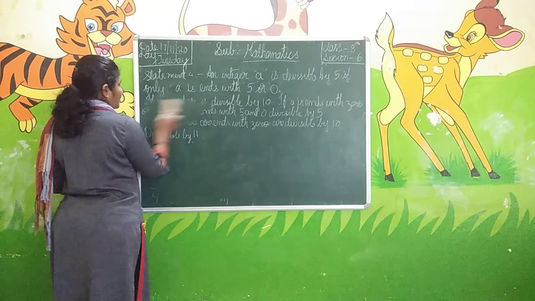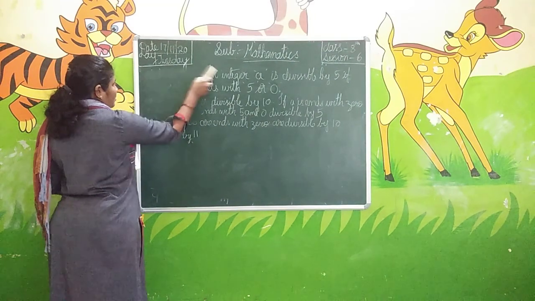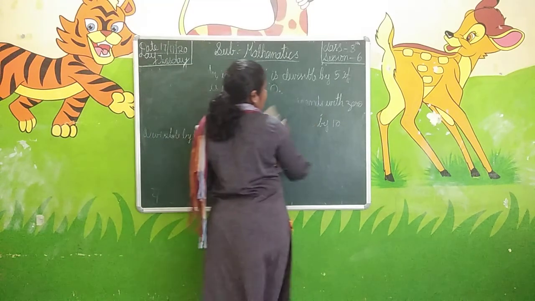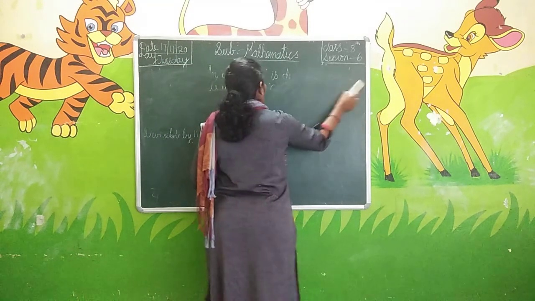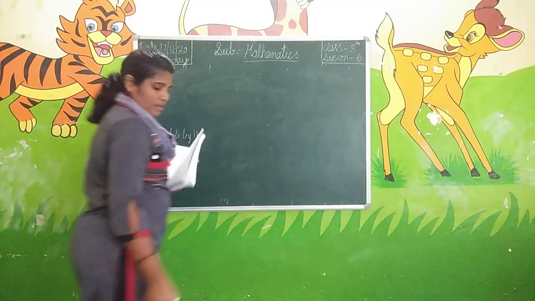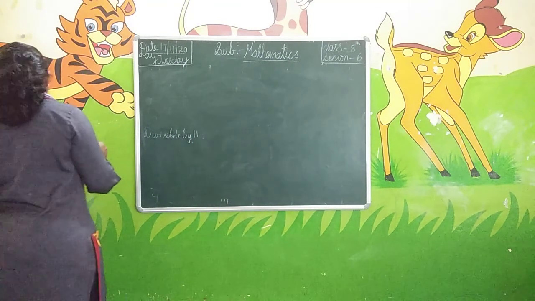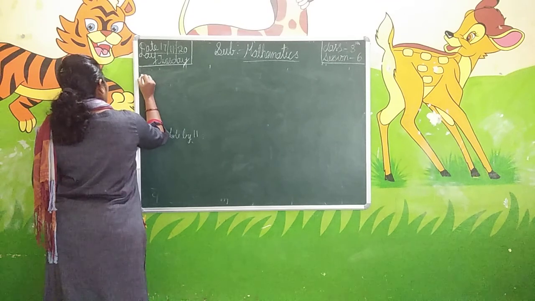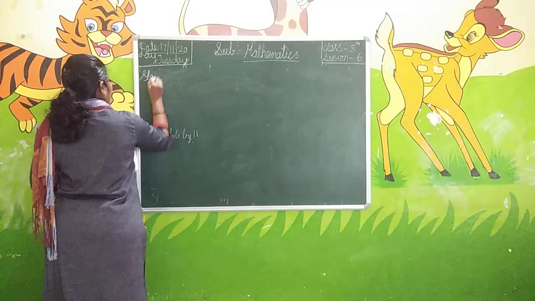I will write the statements on the board. Okay children, everything I write on the board you should copy in your notes. Divisibility by 11, I write below, in that statement 5.